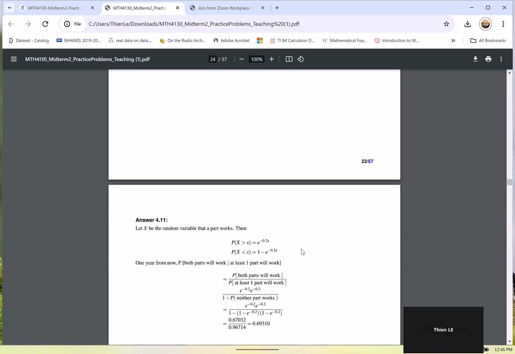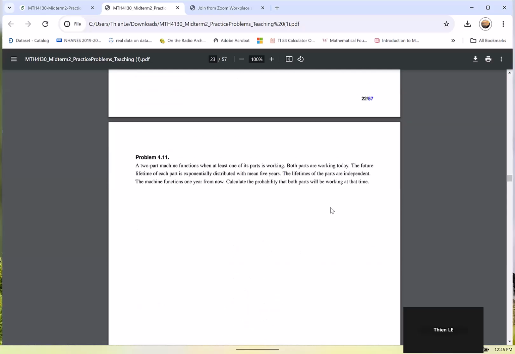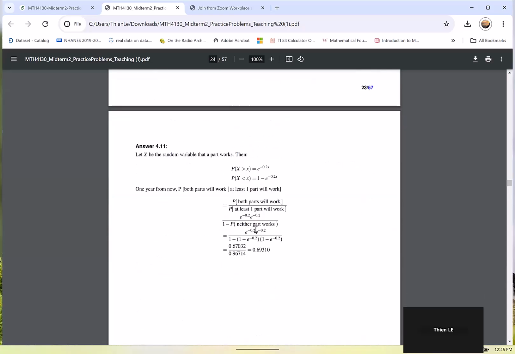So from 1 year from now, what is the probability both parts work, given at least one part works? That's the condition they give us here, right? The machine functions 1 year from now, which means at least one part works. So this is the probability we want to calculate. We can translate it to both parts work, given at least one part works. Because each part is independent, the first works with probability e to the negative 0.2, and the second also this much, so it's just the product.